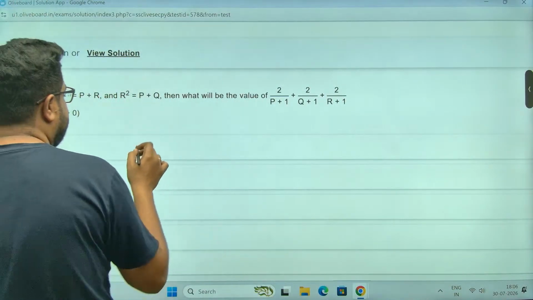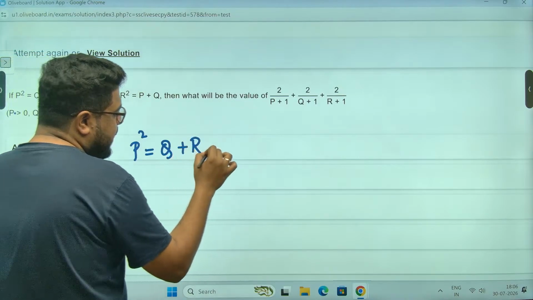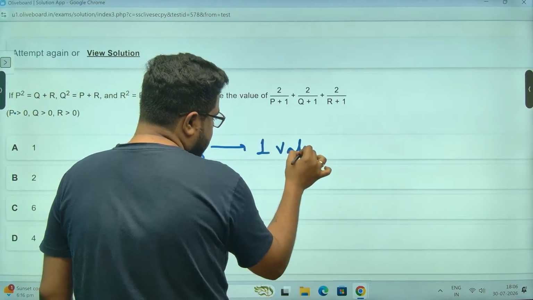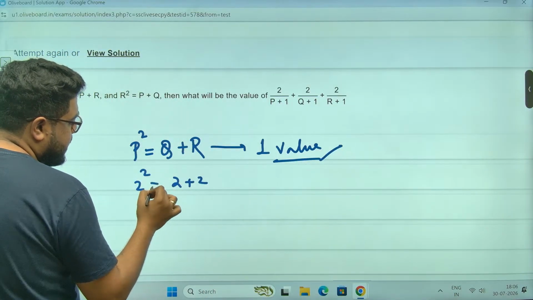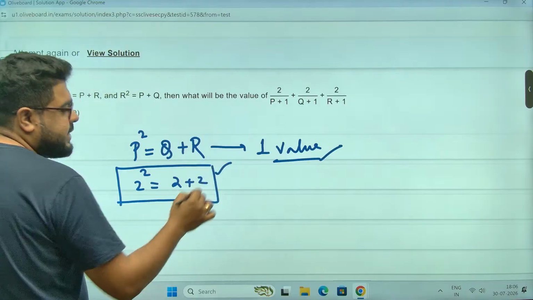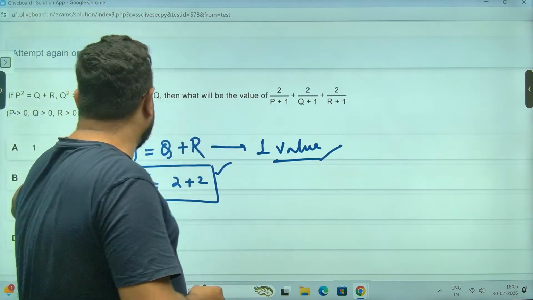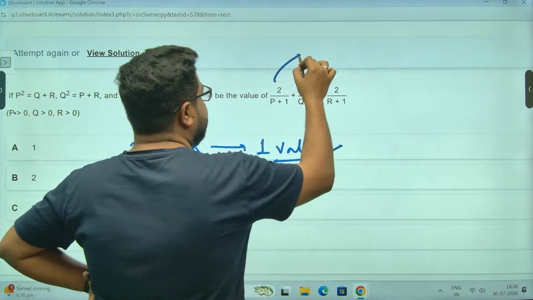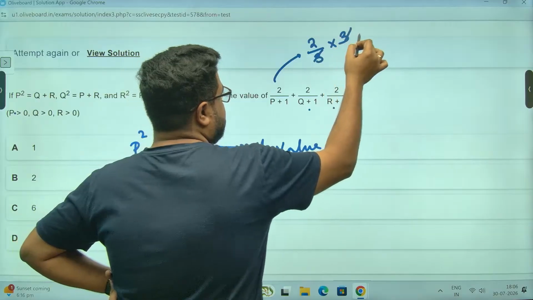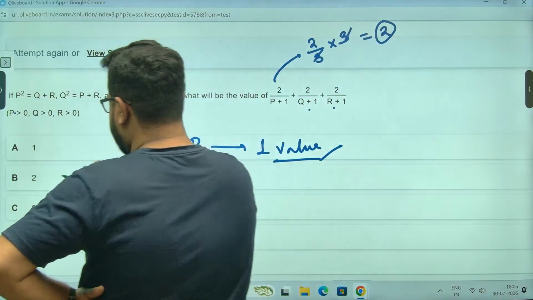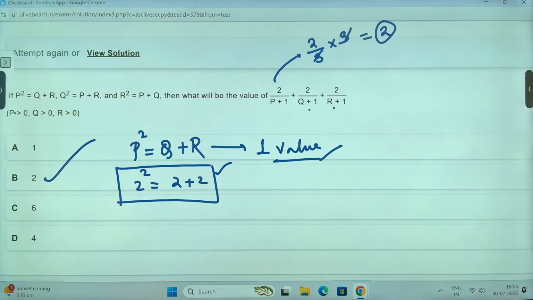Acha, sir, a brilliant question. P square equals Q plus R. Only one value satisfies this. That is, you see, 2 plus 2 is 2 square. That is the only value that satisfies this. So again, P, Q, R, everything is 2 each. You can check, everything will be satisfied. So my answer will be 2 plus 1, 3, times 1, 2, meaning 3, sir. So your answer will be 2. Option number B, sir. Option number B is your correct answer.